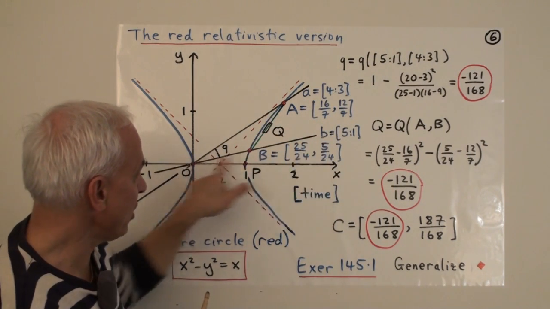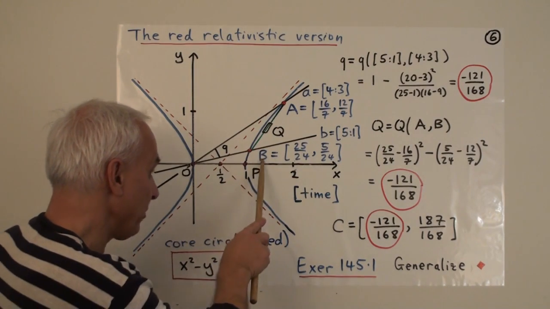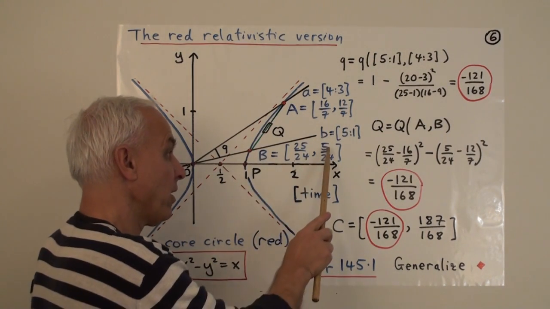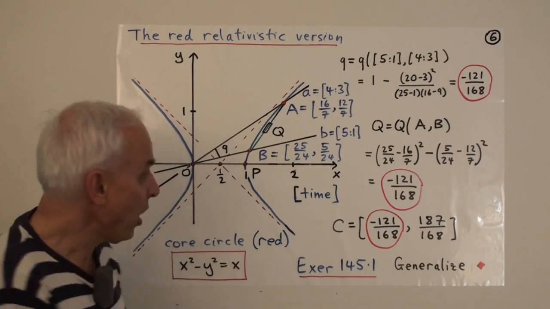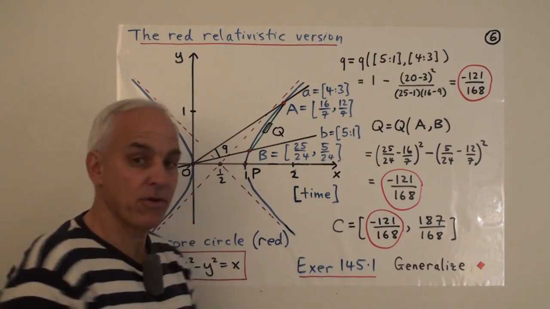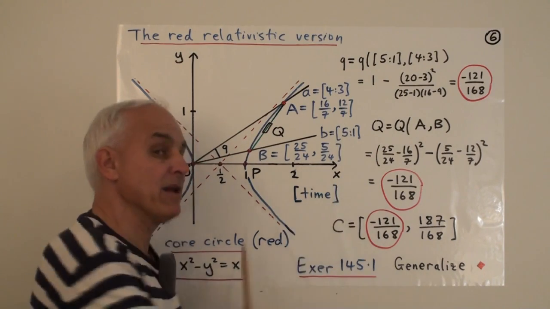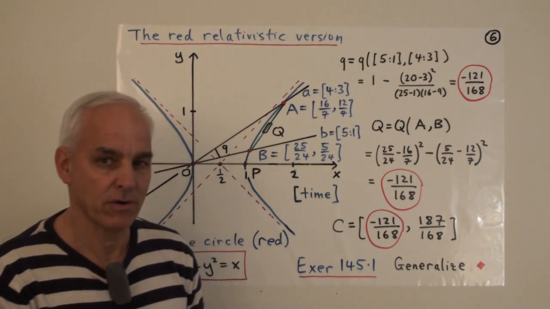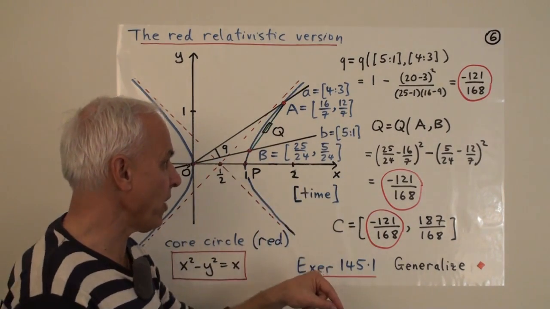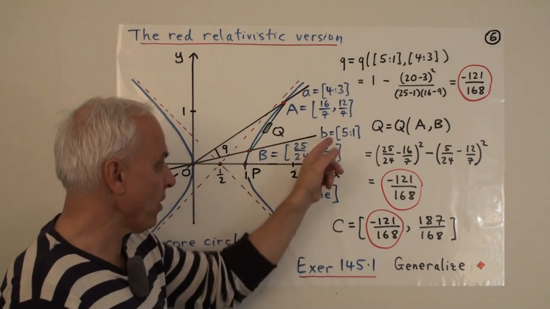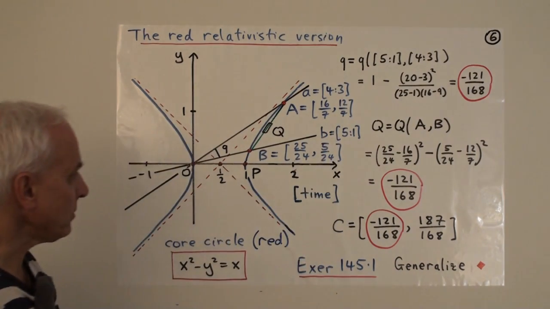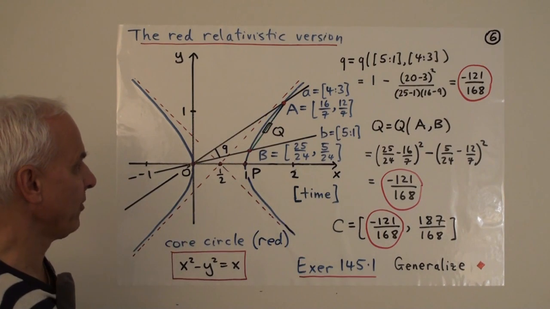And the corresponding point on little b is this capital B, which is 25 over 24, 5 over 24, obtained from this one by multiplying both coordinates by the x coordinate divided by 5 squared minus 1 squared, or 24. So we have to multiply by 5 over 24, getting 25 over 24 and 5 over 24. So let's illustrate a few things.